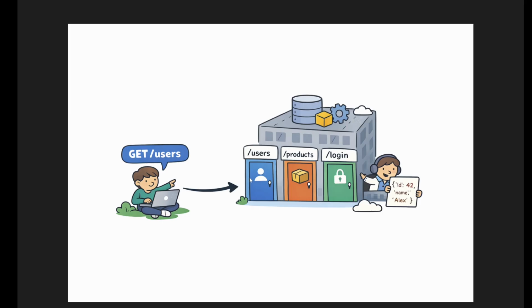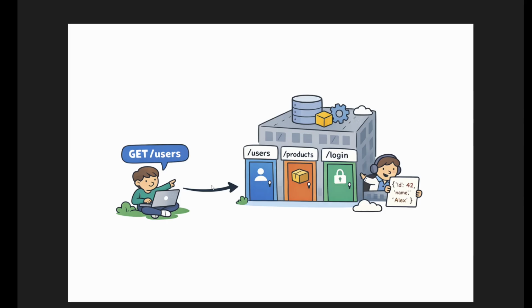Now look at the arrow in the image. The arrow goes from the client to the user's door. This shows that the client chose the user's endpoint and sent a request there. On the far right, you see another person holding a piece of paper. On that paper, you see JSON data, like an ID and a name. This represents the response that comes back from the server. The server processes the request and sends data back to the client.